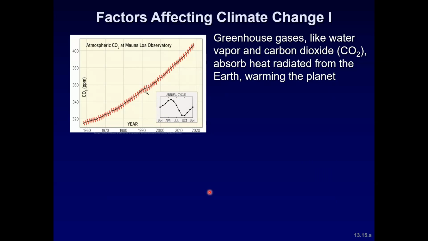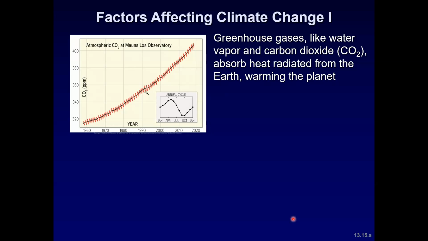All right, so we have data from the Mauna Loa Observatory in Hawaii. That is the parts per million of carbon dioxide over time. And within that, you'll see an annual cycle. We're zooming in on this part and showing you there's a rise from January till about May, June, and then it goes back down to August and starts to rise again. So greenhouse gases like water vapor and carbon dioxide absorb the heat that's radiated from the Earth, and that warms the planet.